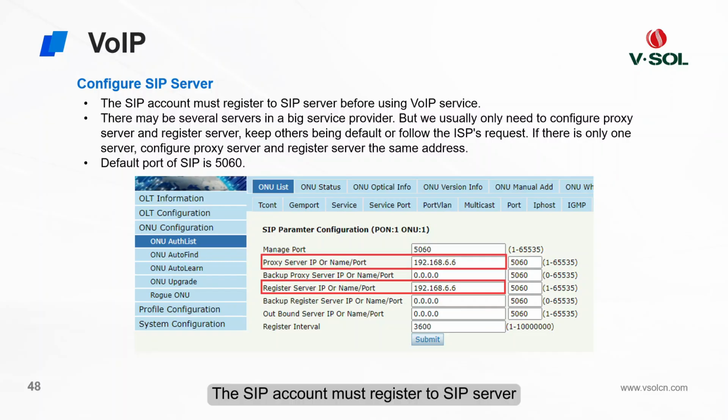The SIP account must register to SIP server before using VoIP service. The server information is provided by ISP. There may be several servers in a big service provider, but we usually only need to configure proxy server and register server, keep others being default, or follow the ISP's request. If there is only one server, configure proxy server and register server the same address.